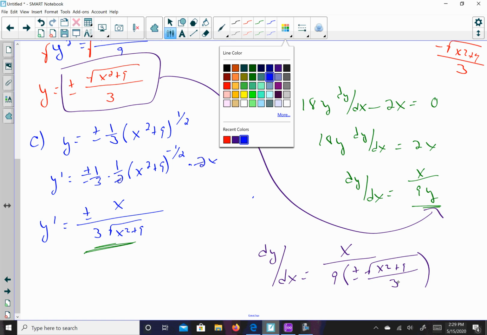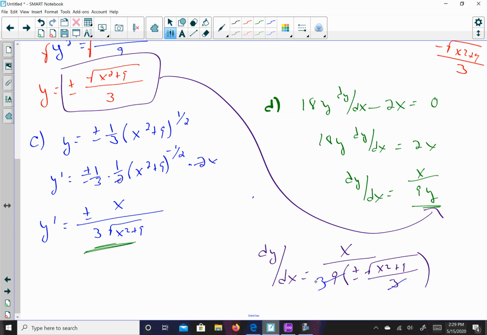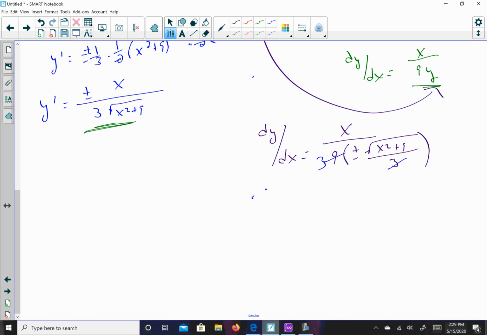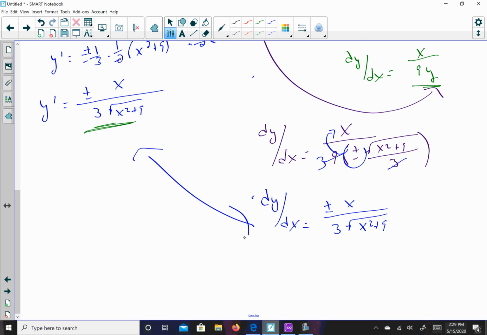Here, what can simplify is the 3, and the 9 will simplify. So I am going to write dy dx is equal to this plus or minus. I'm just going to bring up on top. So plus or minus x. I will have 3 times the square root of x squared plus 9, which is exactly what I have up here. So they do match. So when it's asking you to verify, you have to show that the one side looks like the other side, or the one derivative looks like the other derivative, and that usually requires you to substitute in y.